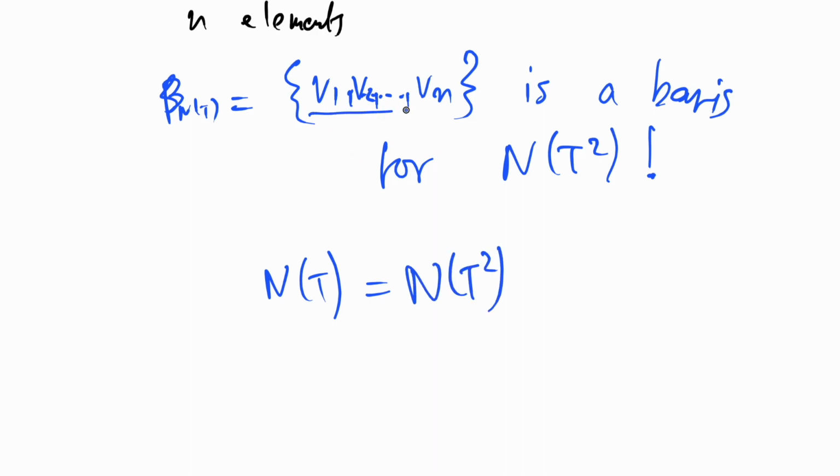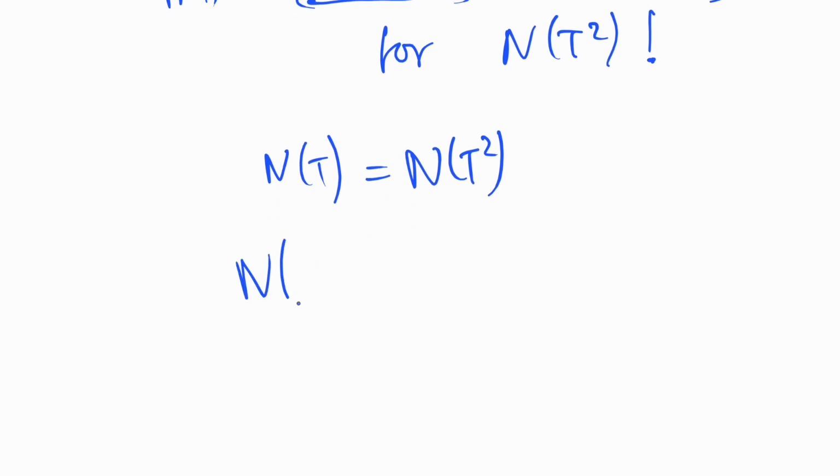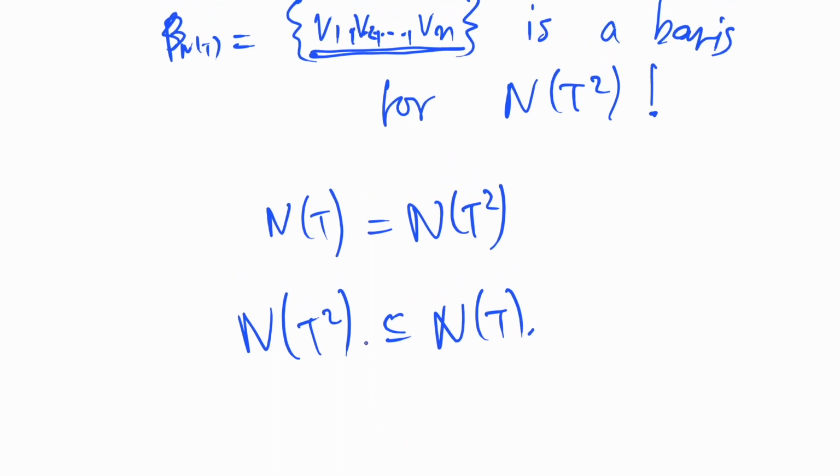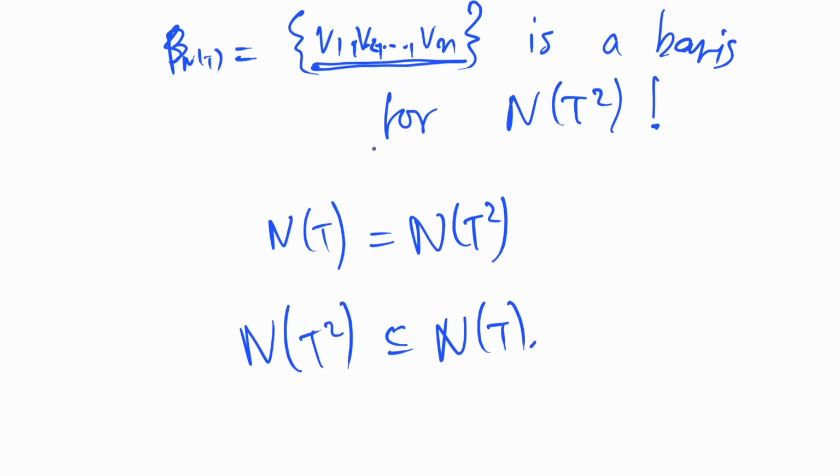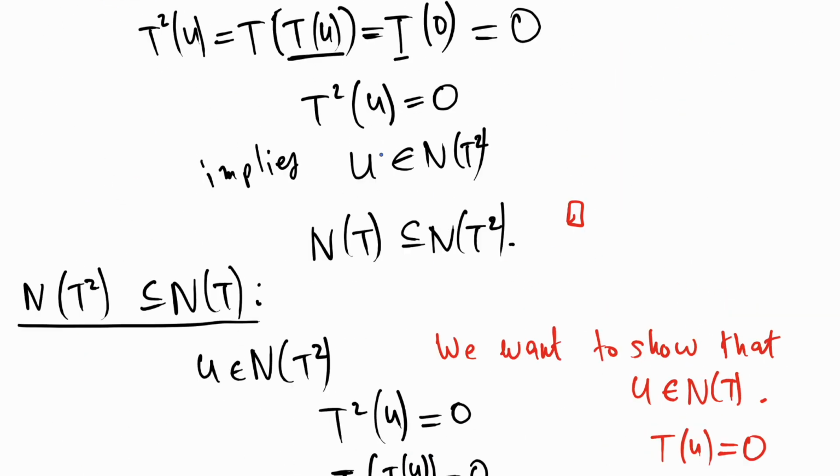Because the span of this basis will be equal to N(T), and since this set is also a basis for N(T²), its span will equal N(T²). So we have the span of this equal to N(T) and equal to N(T²), which means the null space of T equals the null space of T², which means that the null space of T² is a subset of the null space of T. Now, why did we want to prove this in the first place? Well, because of this part.